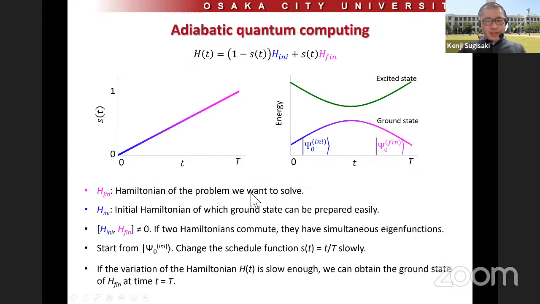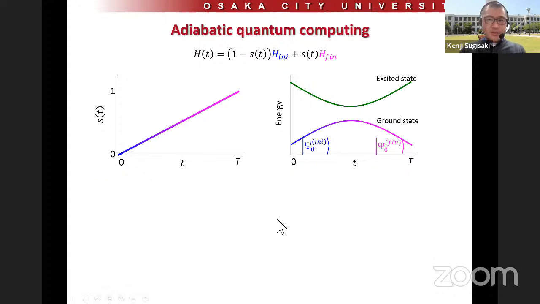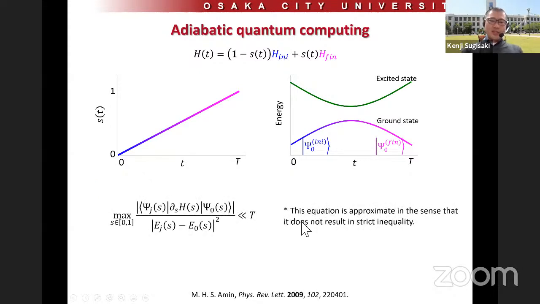But the problem is how slowly we have to simulate the time evolution. There is a very famous condition for setting the evolution time. Let us think about psi(s), the instantaneous eigenstate of the time-dependent Hamiltonian H(s). Let psi 0 be the ground state, and psi j be an excited state.